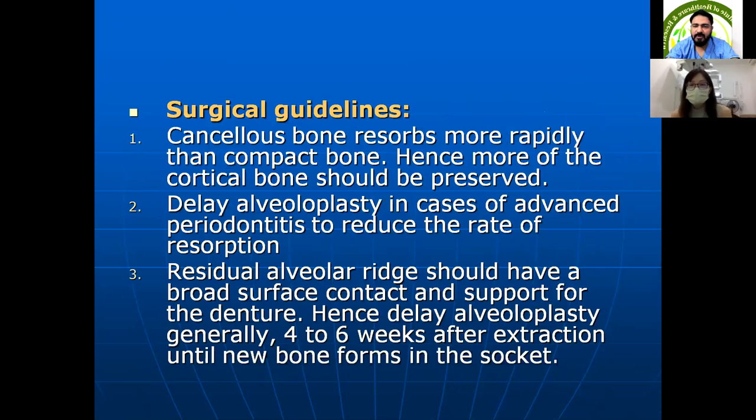Surgical guidelines: the cancellous bone resorbs more rapidly than the compact bone. Cancellous bone, which is the soft one, resorbs more rapidly than the compact bone. Hence, more of the cortical bone should be preserved. Delay alveoloplasty in cases of advanced periodontitis to reduce the rate of resorption. Residual alveolar ridge should have a broad surface contact and support for the denture. Hence, we delay alveoloplasty generally 4 to 6 weeks after extraction until new bone forms in the socket.